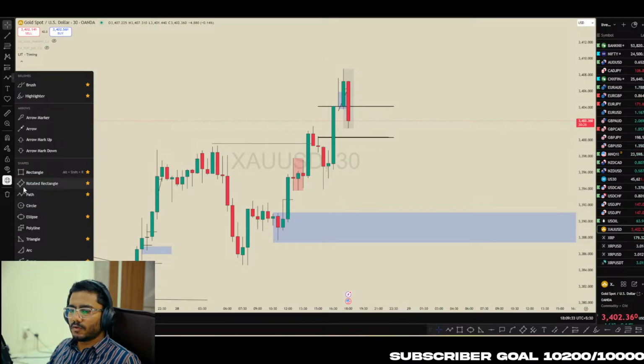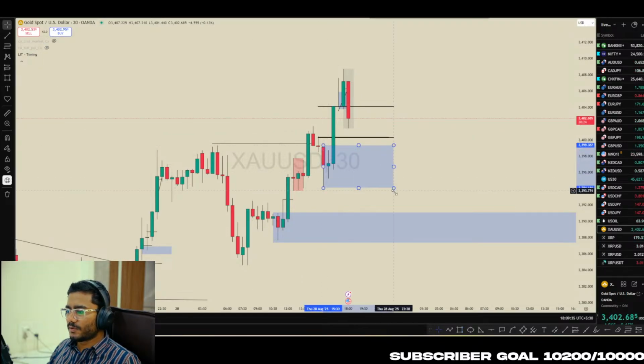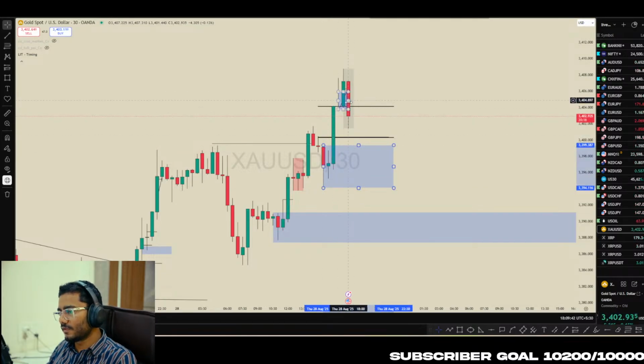So this is the POI here, which took out the previous liquidity, previous candle, and then this was a reaction to the upside. So probably we can expect if this candle does not close between the structure, then probably we can look for entry from this.